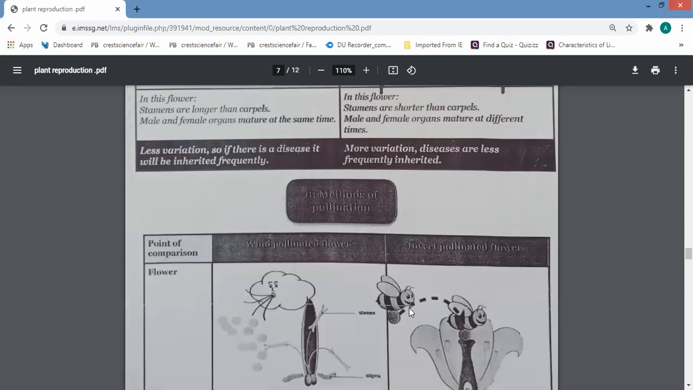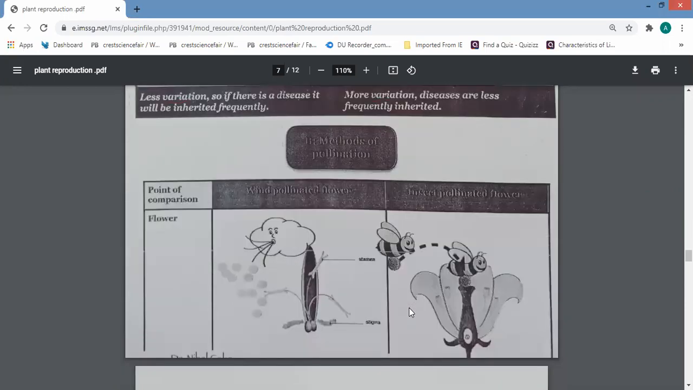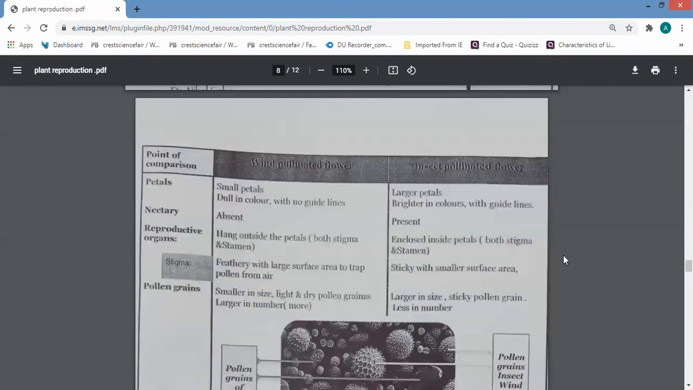So, the methods of pollination. After finishing types of pollination, we have methods of pollination. This pollination may occur through insects, through water, through animals like humans, through air. So the pollen grains may be transported by air, water, insects, animals, humans, and so on. We will just talk about two types of pollination: wind and insect.